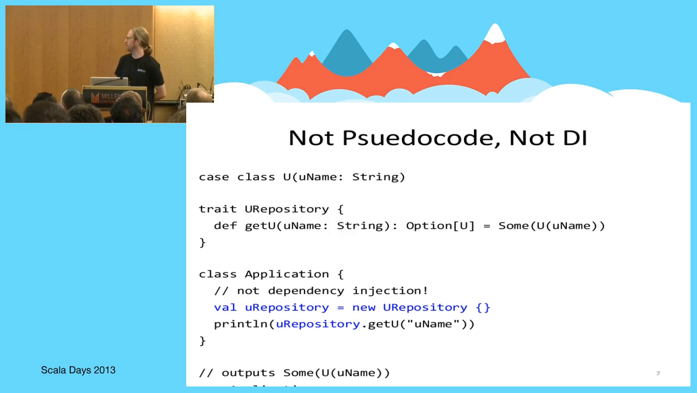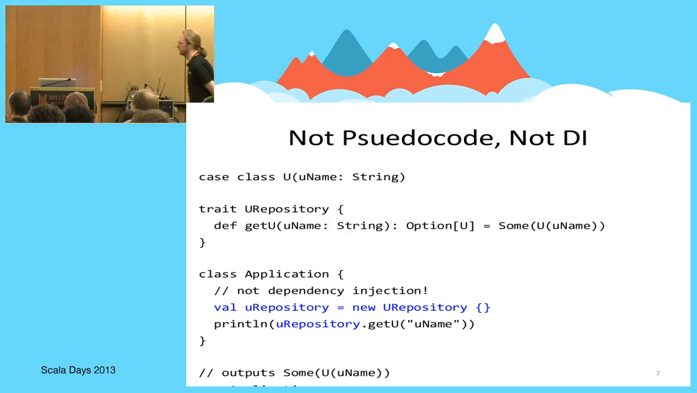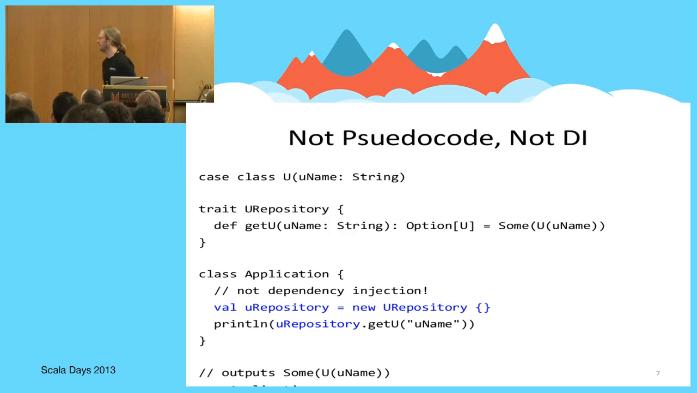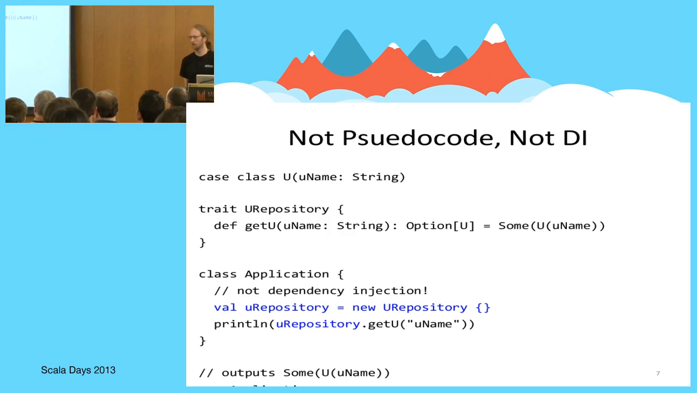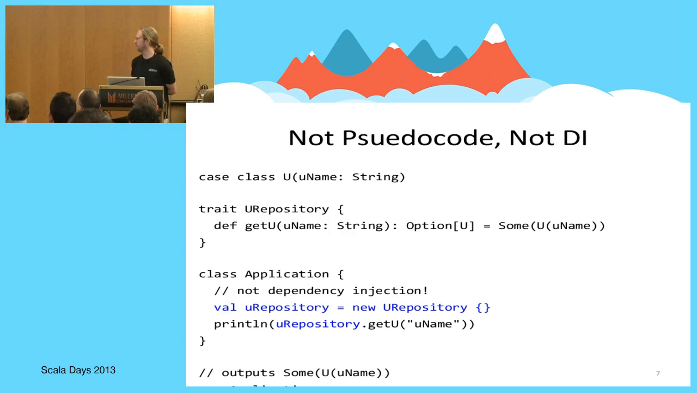And then down in the middle, what we have in blue, in our application, we want to test our repository. So we just create a new one and stick it in a val and then test to see what the getU method does. So this is not dependency injection yet. We're getting there. There's actually 2 problems with this code. The first one is this value repository here.